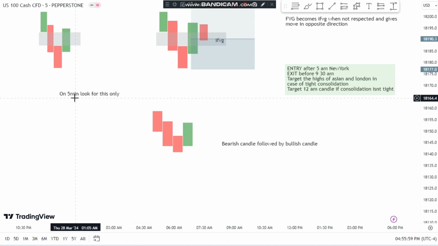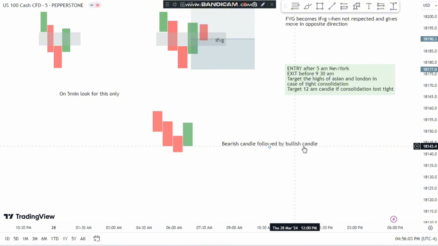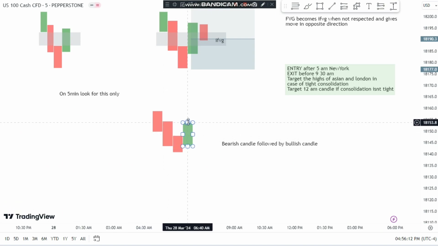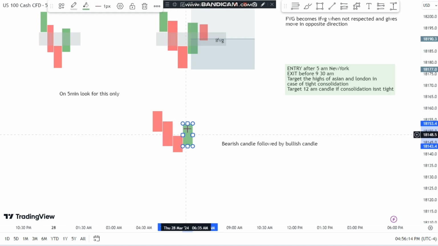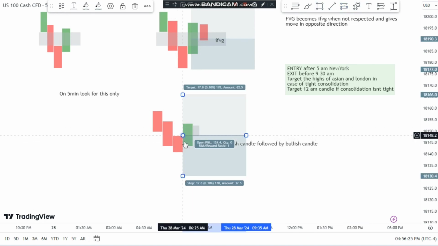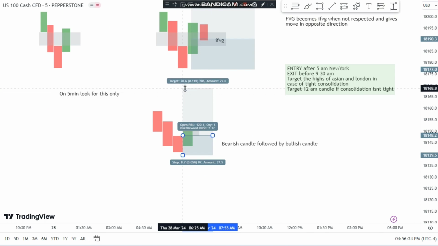Now on the 5-minute time frame, you have to look for something like this: a bearish candle followed by a bullish candle. After 5 a.m., if you get a series of bearish candles and then suddenly a bullish candle that closes above it, this is enough to get an entry. You have to wait for the price to go down and touch this candle, and then you will get an entry at this point, and your stop loss will be below the swing low. The target we are going to discuss in a moment.